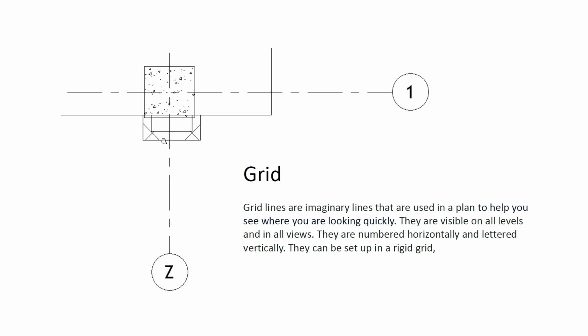Grid lines are imaginary lines that are used in a plan to help you see where you are looking quickly. They are visible on all levels and in all views. They are numbered horizontally and lettered vertically. They can be set up in a rigid grid.